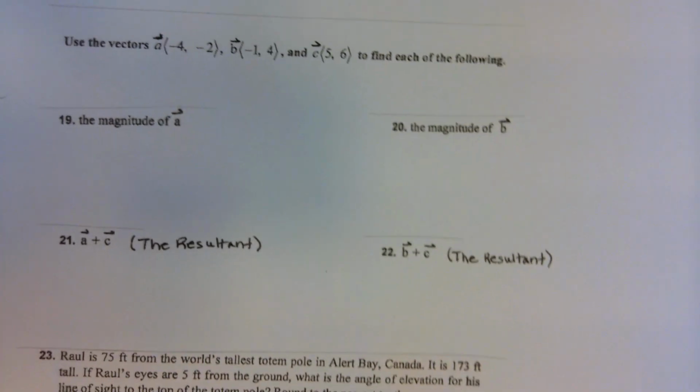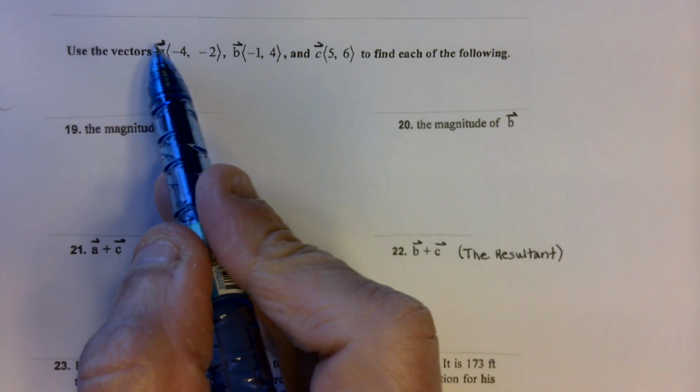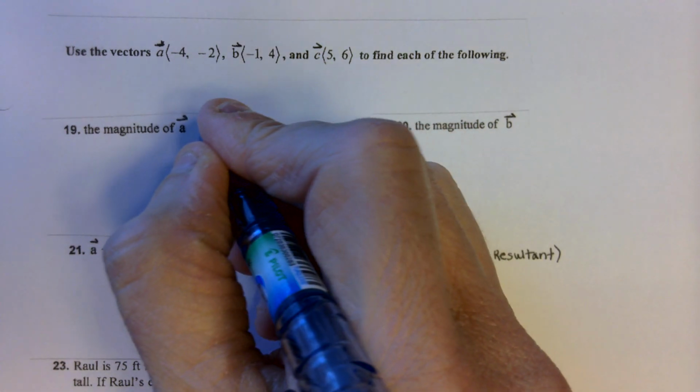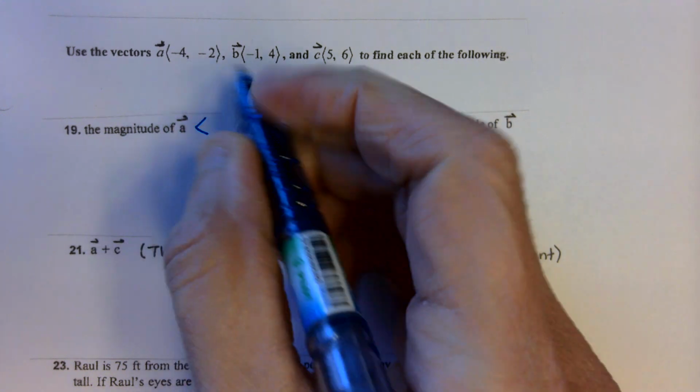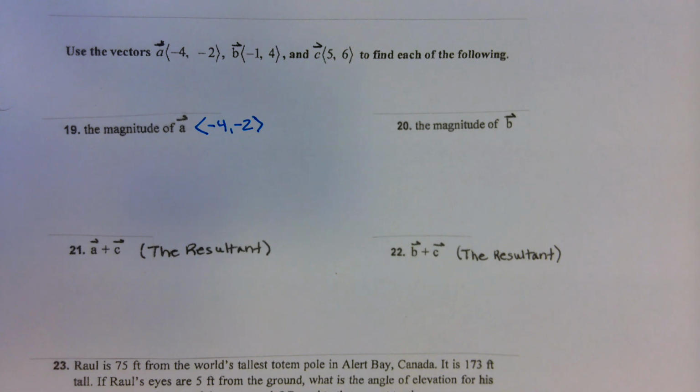More with vectors. So I was trying to write them because they all kind of fell off. But those are my 3 vectors. And then it says to find the magnitude of vector A. So let's first of all write what that is down here because it's right here, so I don't mix it up.